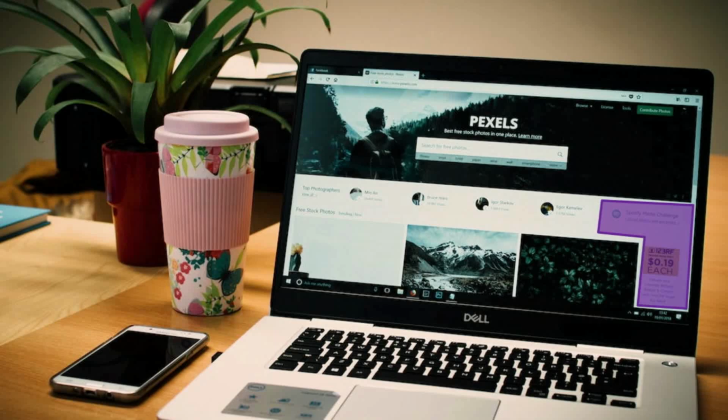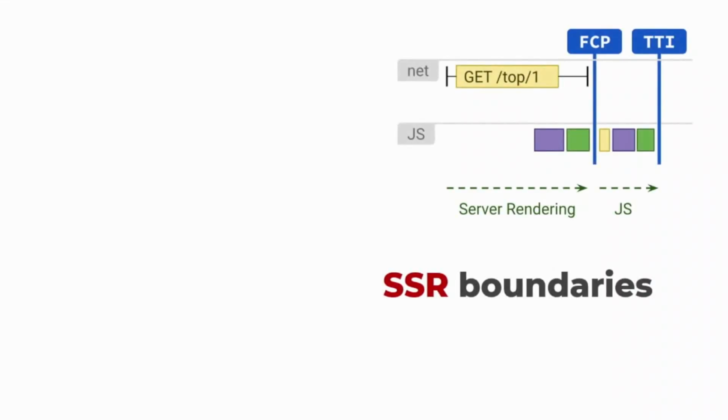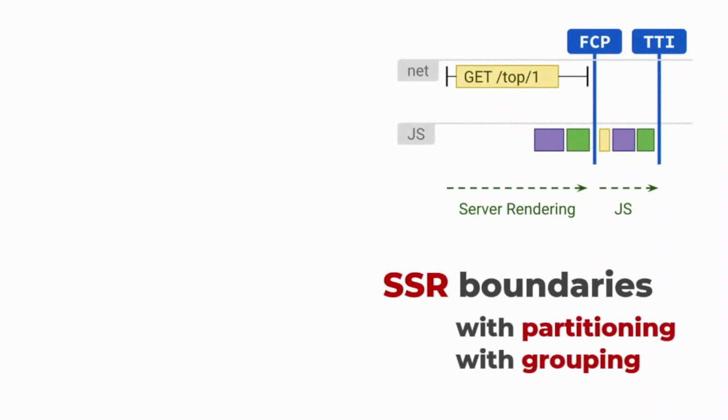As far as code is concerned, with SSR boundaries we're mostly doing two things here. We're either partitioning, so grabbing our user interface and dividing it logically into different parts. Or grouping. Grouping is basically getting some partitions, deciding that they're cohesive together and marking them as a larger group.